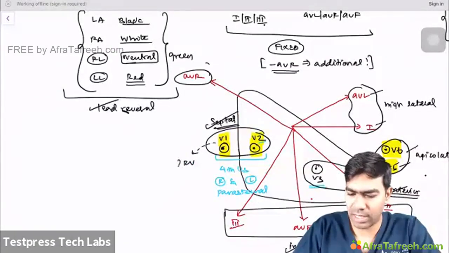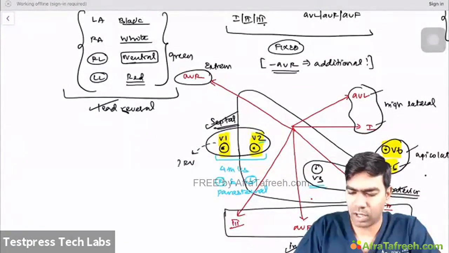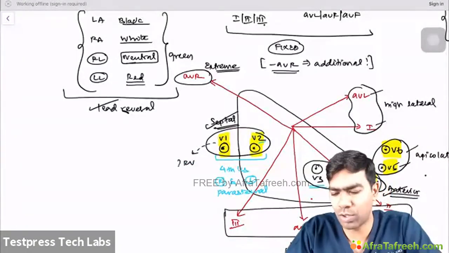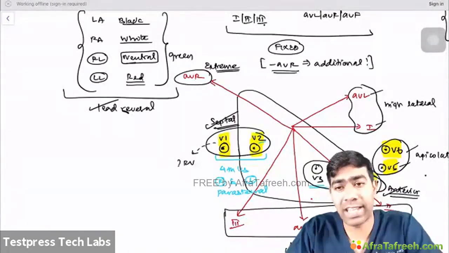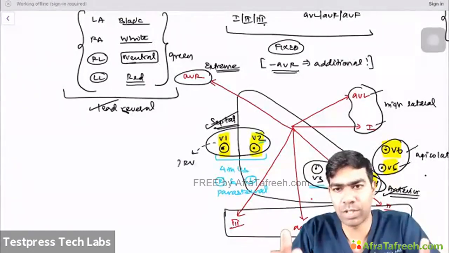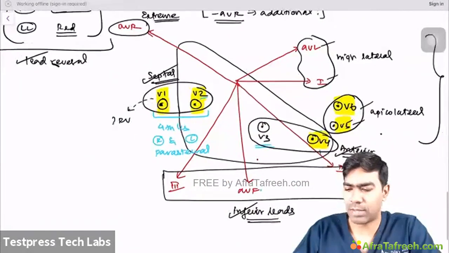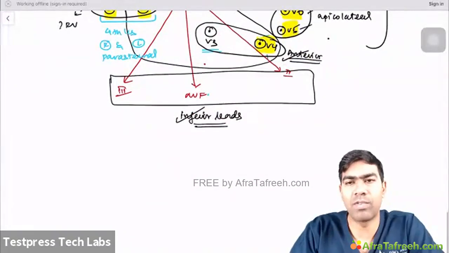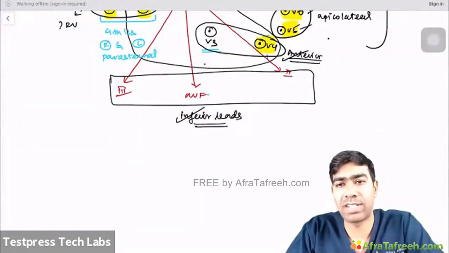And AVR is an extreme lead. It's a northwest lead, which we'll be discussing. It's also useful in certain scenarios, but especially in the diagnosis of ventricular tachycardia, which we'll be discussing subsequently. So AVR, extreme lead. It sees completely in the opposite direction. So this is the lead system that we have to know about, because this is going to be very helpful when you're going to diagnose a STEMI.